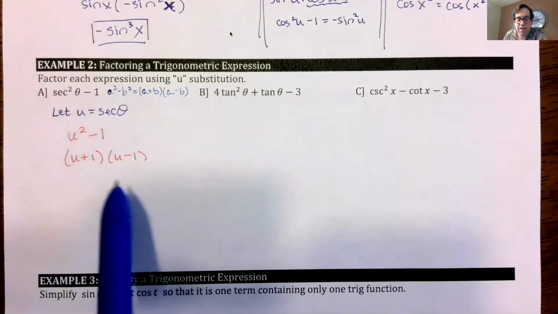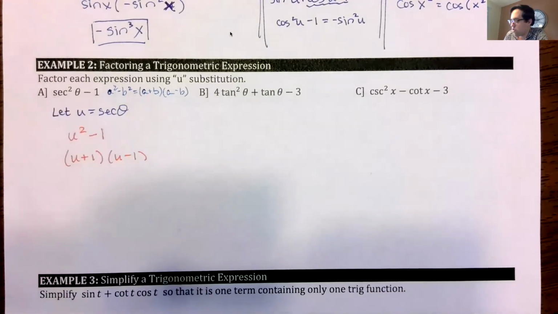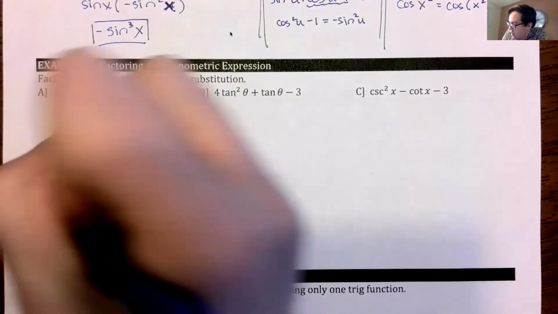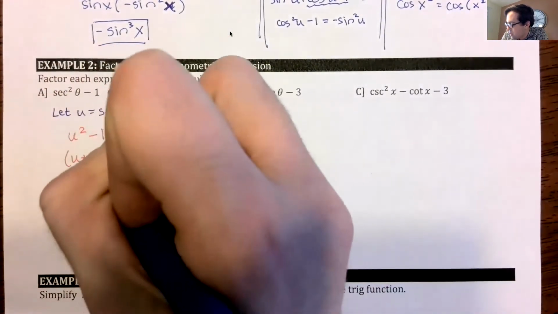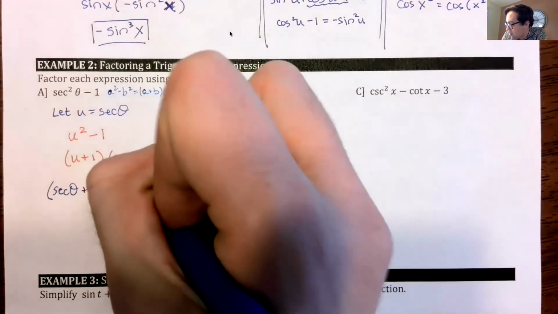We don't want our final answer to have u in it because that's not how the original question was given. So we're going to end up with secant of theta plus 1 times secant of theta minus 1.